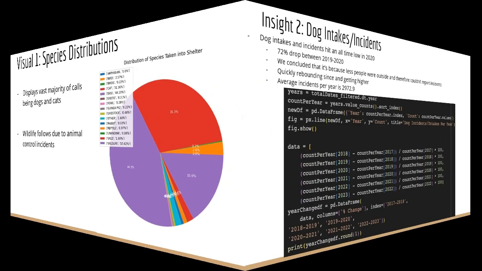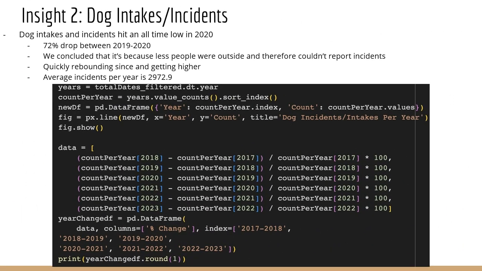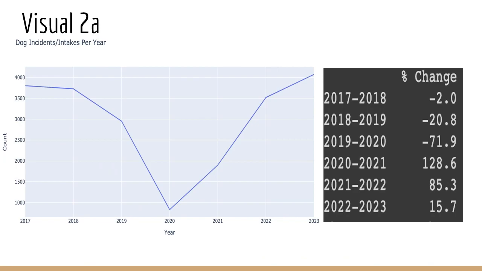So for our second insight, we saw that incidents reached an all-time low in 2020, and we estimate that this is probably due to the pandemic and fewer people being out because of it, therefore fewer people to report incidents. But since then, it's been rebounding and it's also been increasing. So now the values are back at the pre-pandemic levels, and actually they're even higher. And we created a visual showing this information as seen here.